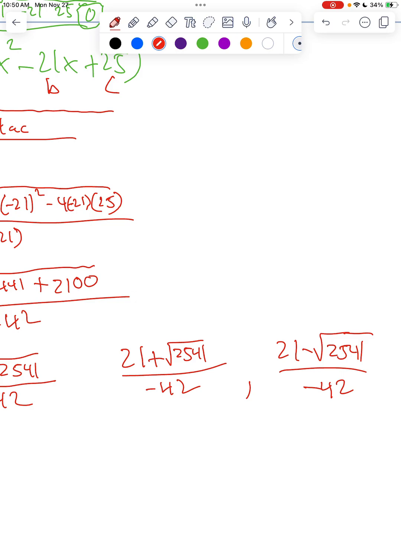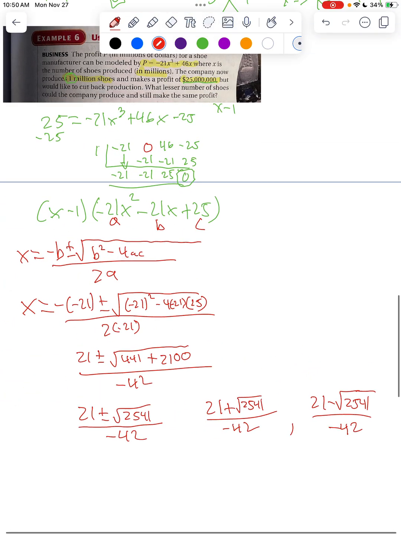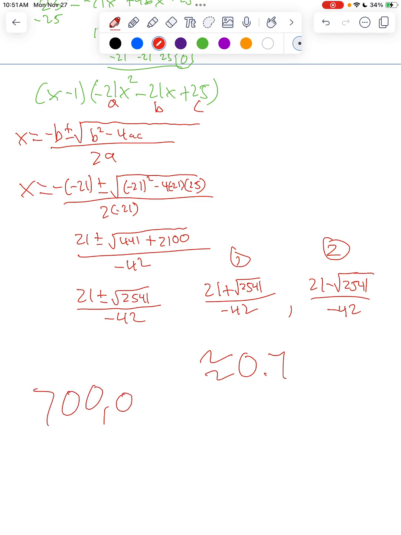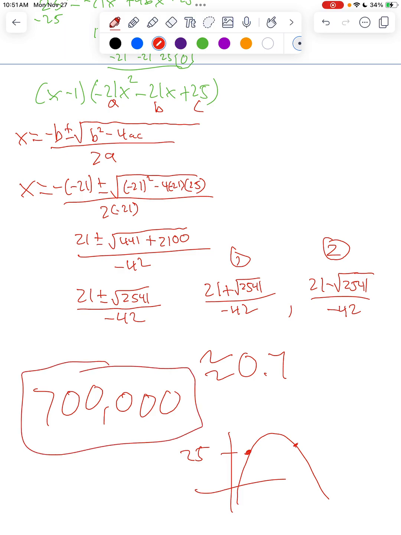And if we go through that, the only positive solution makes sense, because we can't produce negative shoes. When I plug in these two, one answer is positive and one's negative. The negative does not make sense. And the other one is approximately 0.7. So if the company wanted to make the same amount of money, they would only have to sell 700,000 shoes instead of 1 million. Think about it. The graph goes like this. Here's 25 million. It could hit here or it could hit here. But either way, they are making the same amount of money, 25 million.